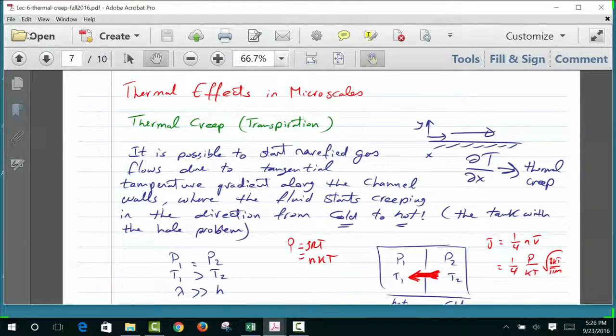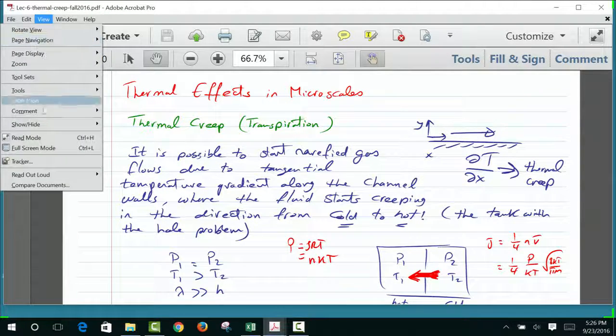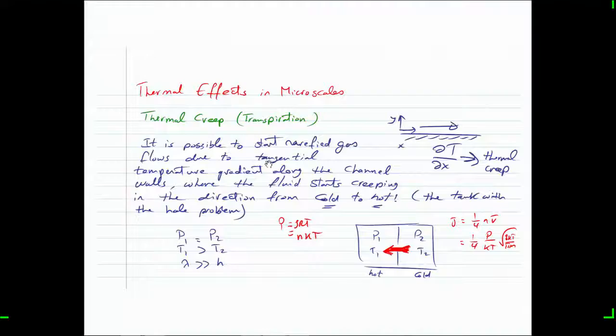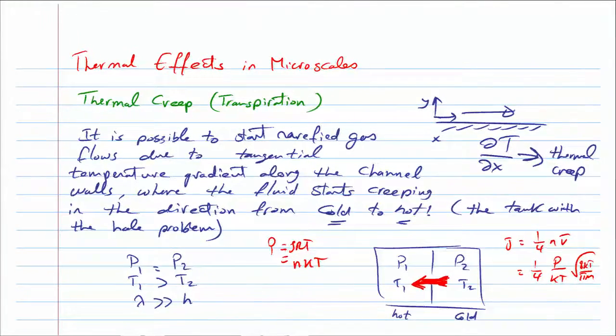So now people noticed that you can actually drive the flow by temperature. So this is like thermal driven microflows. You don't need pressure, you don't need a moving plate. It's not pressure driven, it's not shear driven, it's just temperature driven. This phenomenon is called thermal creep. The flow will move slowly just because one side is hot and one side is cold.